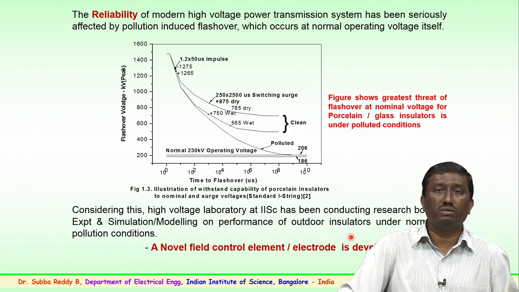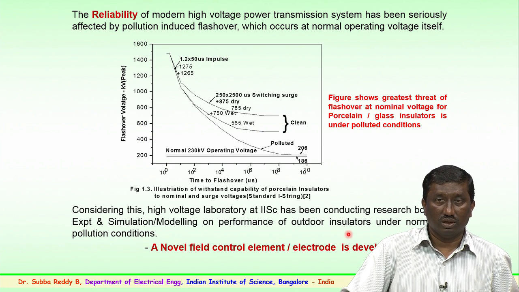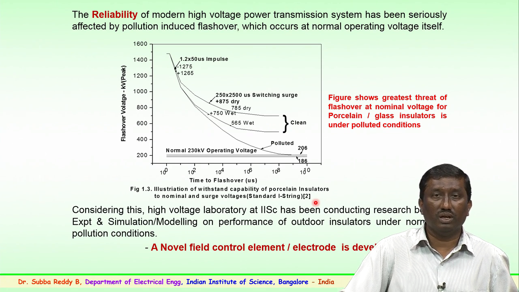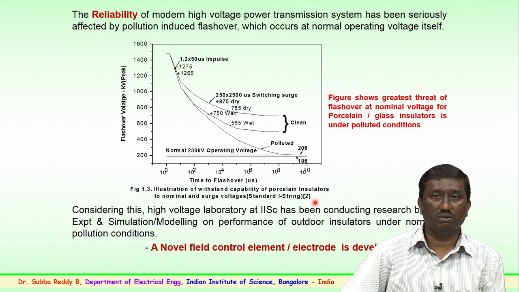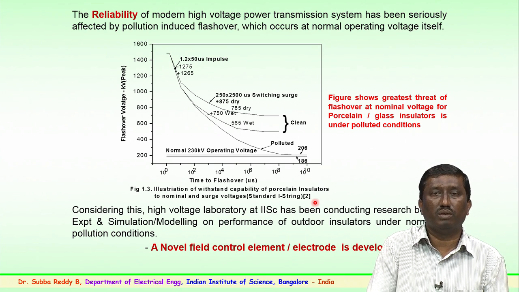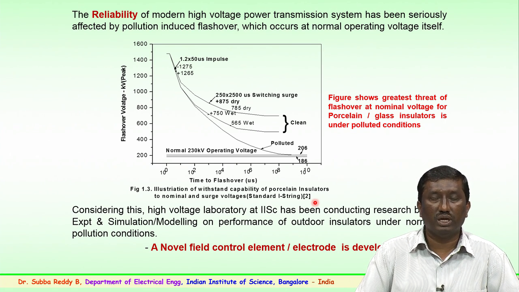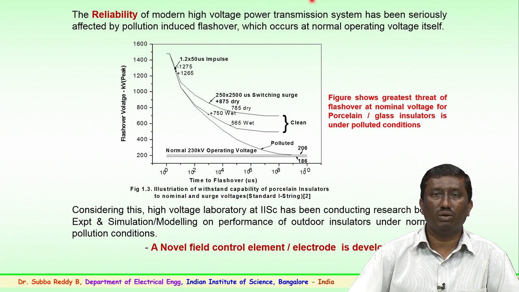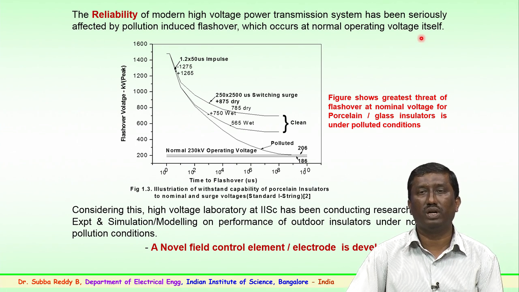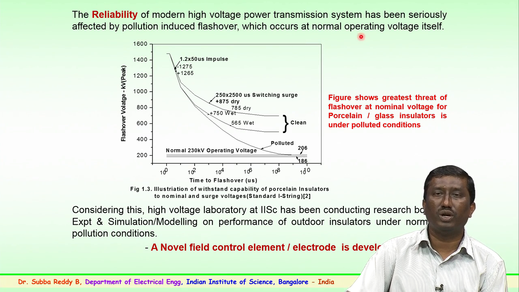So, how is this pollution a threat and why is it an important factor? The reliability, as has been discussed, of the modern high voltage power transmission system has been seriously affected by the pollution or contamination induced flashovers, which, an important point I would like to stress, occurs at normal operating voltage itself.